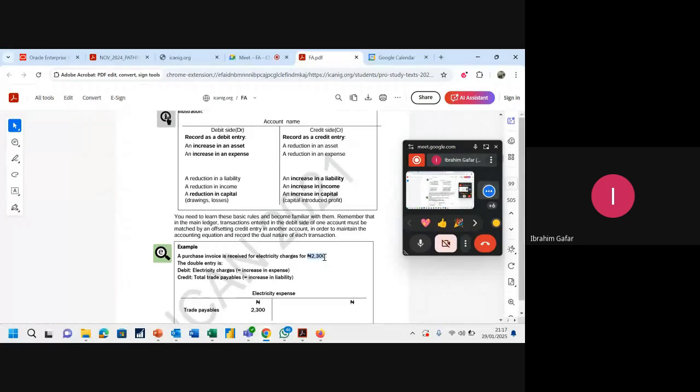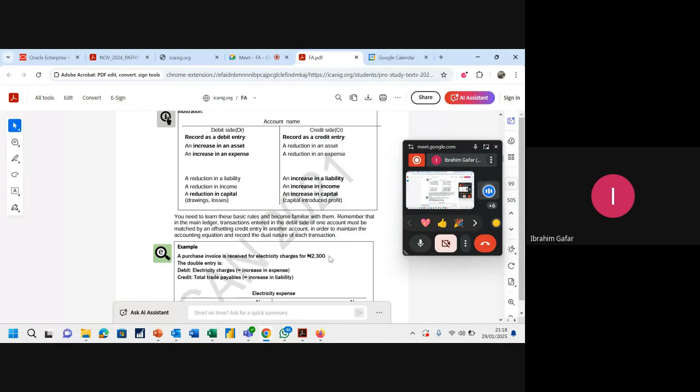Now, they didn't say we paid. It means since we have bought something, and that's why I love what she said, that we didn't pay, yes, it's a liability. But how did you know? It's because they didn't state whether we paid. If they had said a purchase invoice is received for electricity charge for 2,300 naira, and we paid cash or we paid via bank, there's nothing like liability here again. The account has closed out.